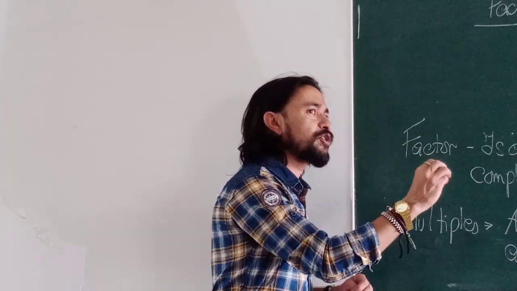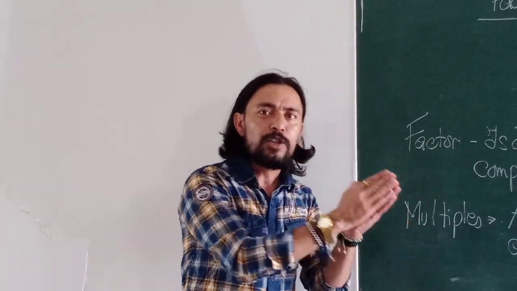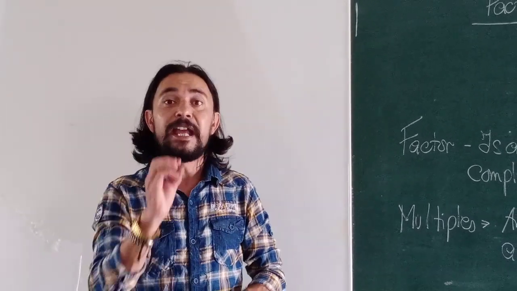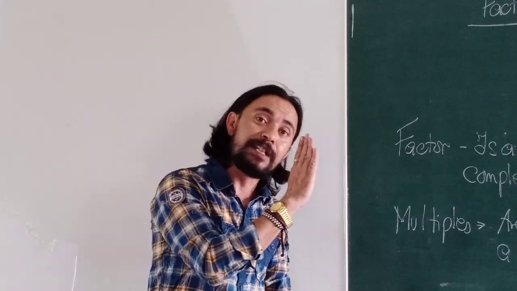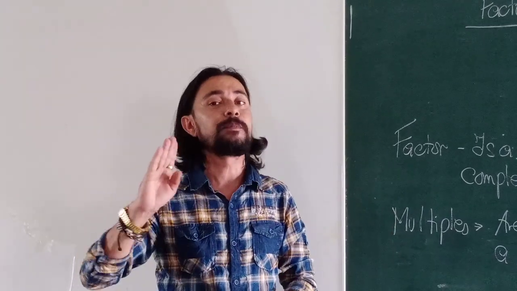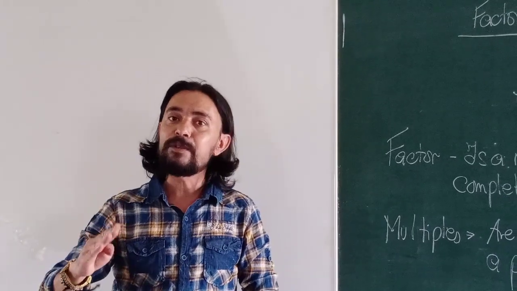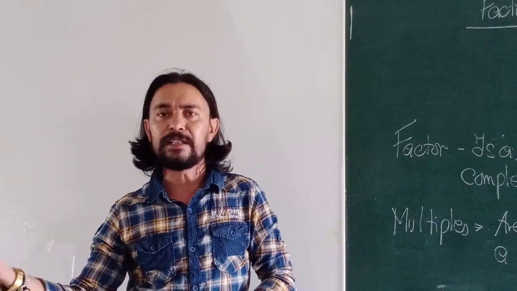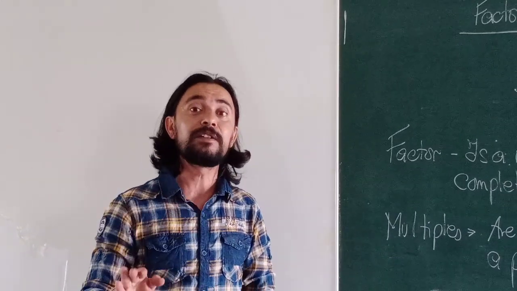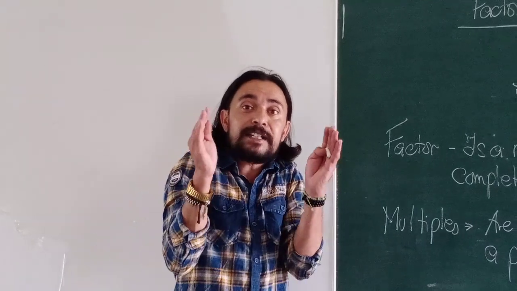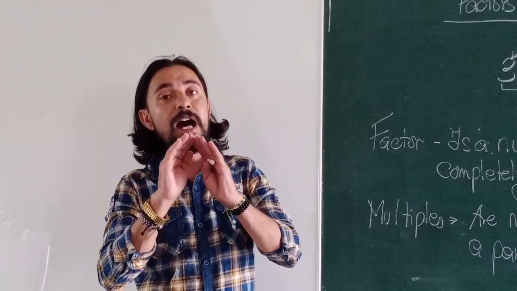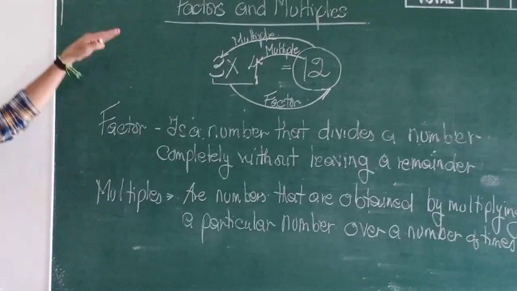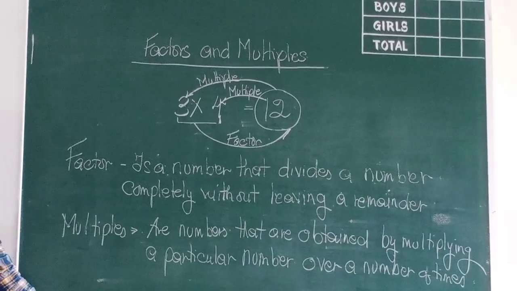If I tell you to find the factors of 20, only numbers between 1 and 20 will divide 20. Not all the numbers, but particular numbers only between 1 and 20, not beyond 20. Because 21 is greater than 20 and 21 cannot divide 20. 22 is greater than 20 and it cannot divide 20 completely without leaving a remainder. So factors are limited, but multiples are unlimited. So this is factors and multiples. These are the definitions. This has to be copied exactly like this into your notebook.